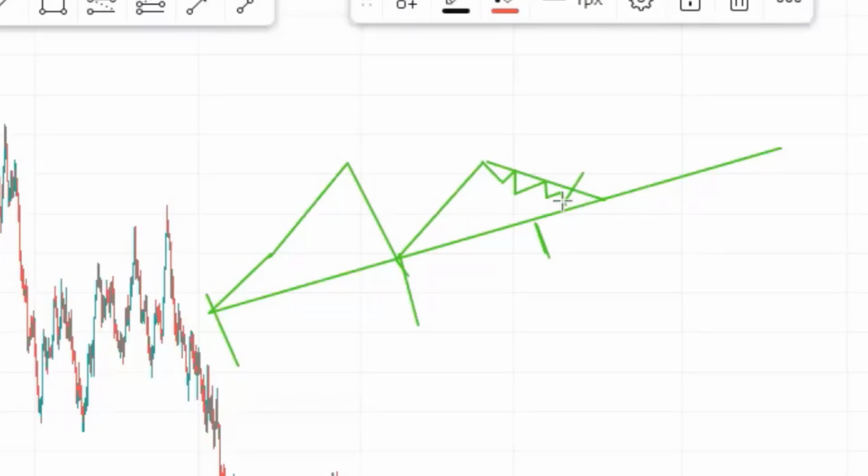So I'll wait for this trend line to get broken. If that trend line gets broken, let me use this as my trend line, all right? So if this trend line gets broken, now I will wait for a retracement here. So where I'm going to take my trade will be on that retracement, all right?